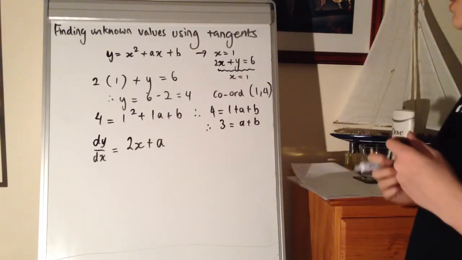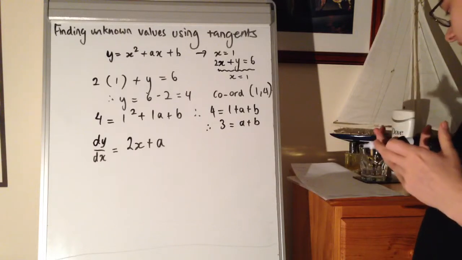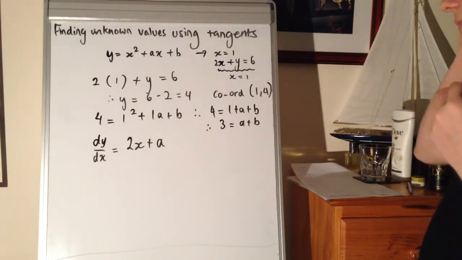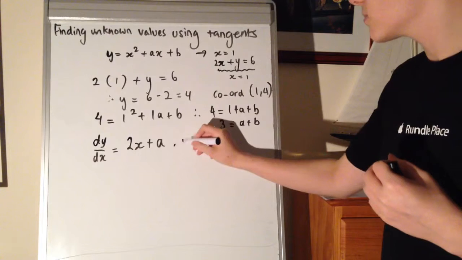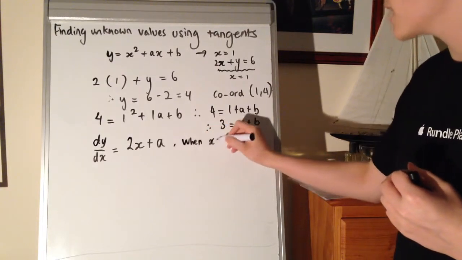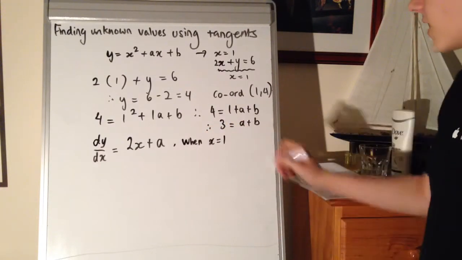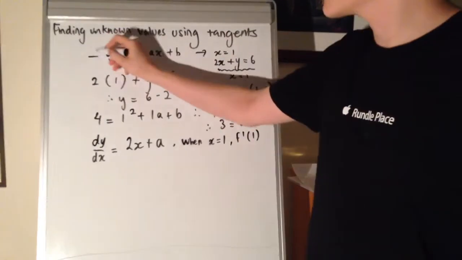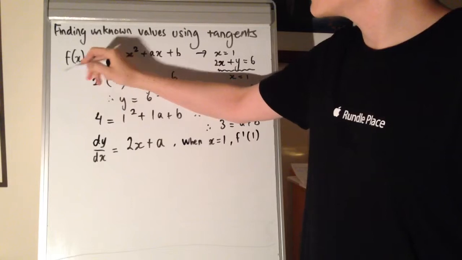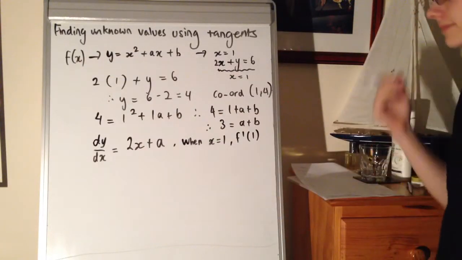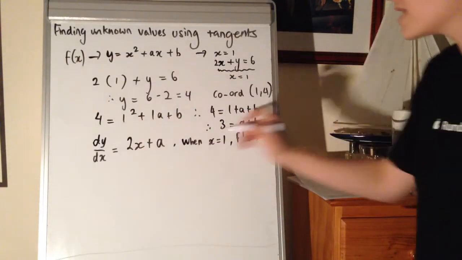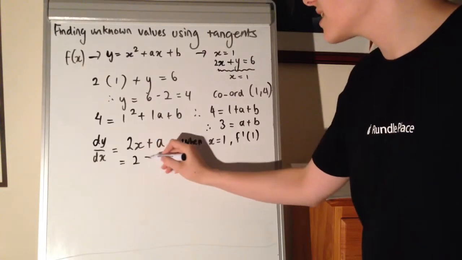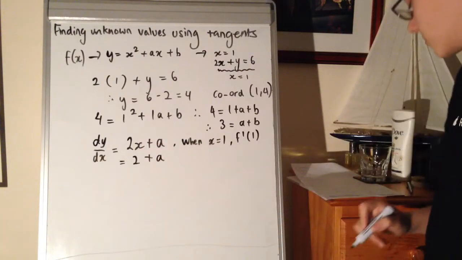So now what we can do is think, well, hang on a second, we're evaluating it when x equals 1. We know that, so we can simplify it down even further, because what we really want to find is f prime of 1, if this was our function f of x. And so we end up with 2 plus a as being the slope of the tangent. 2 plus a there.